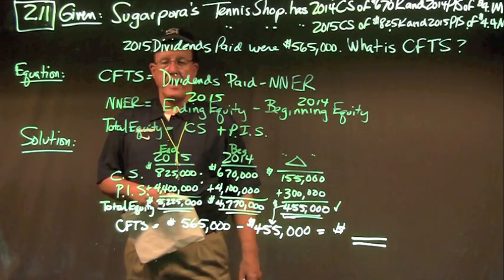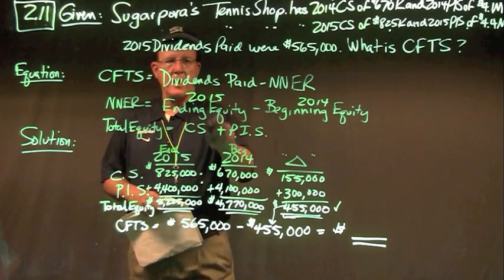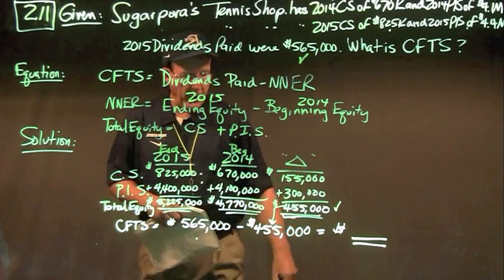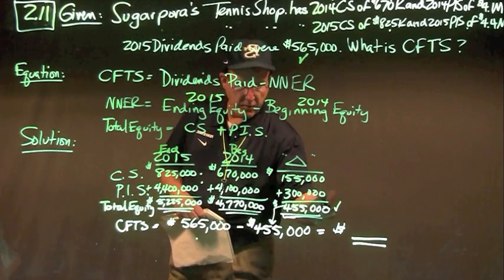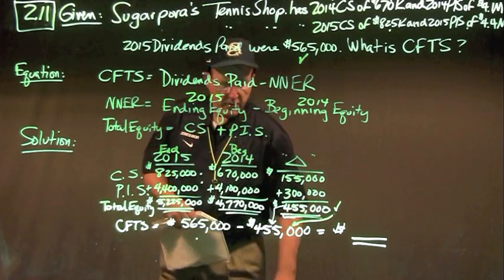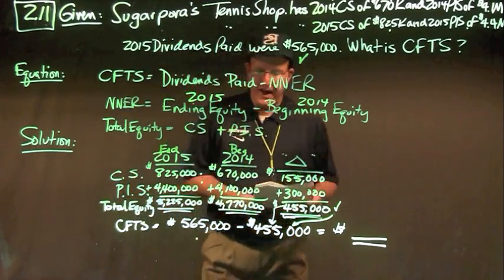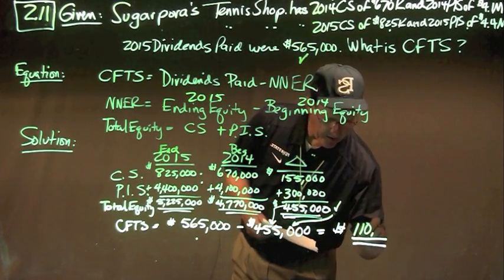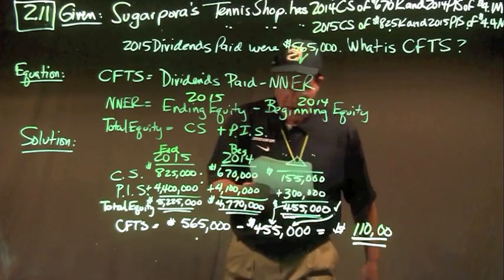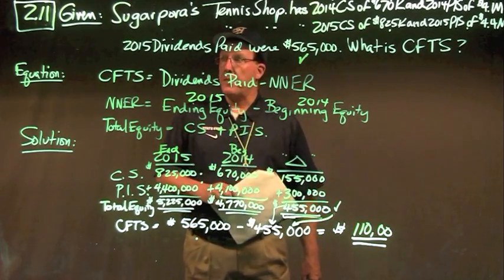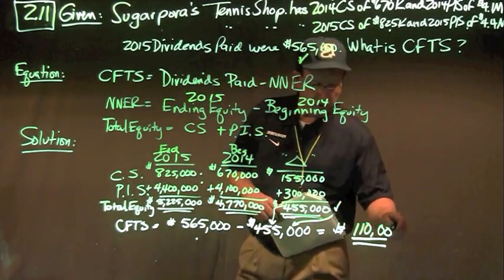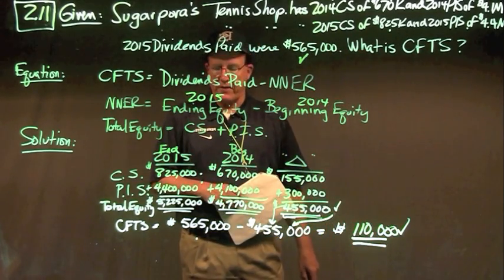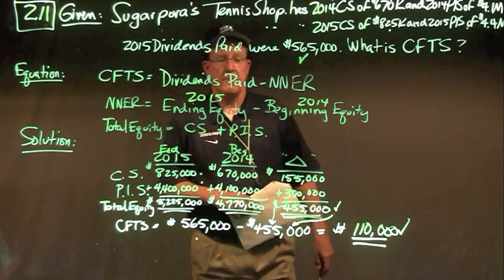So to calculate cash flow to stockholders, I take dividends paid of $565,000 minus my net new equity raised that I just calculated, $455,000, to get a cash flow to stockholders of $110,000. That's your answer to problem number 11. Now remember that number for CFTS, $110,000. CFTS, we're going to use that in problem number 12.